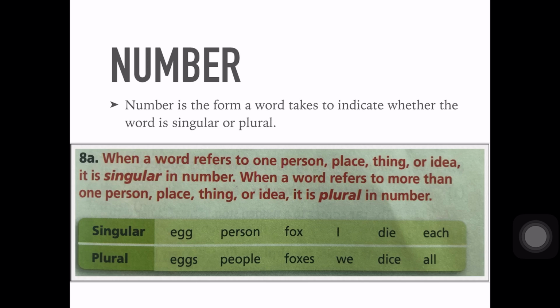When a word refers to one person, place, thing, or idea, it's singular in number. But if it refers to more than one person, place, or thing, then it's plural in number. For example, the word egg is singular, eggs is plural. It refers to more than one thing. And for person, we have people. For fox, we have foxes, and so on.